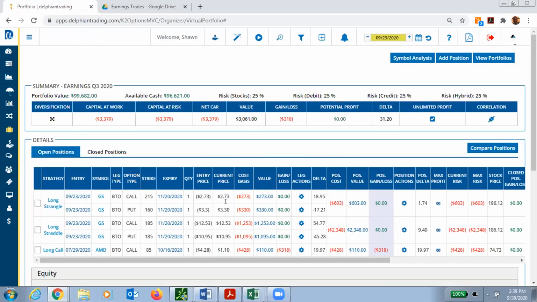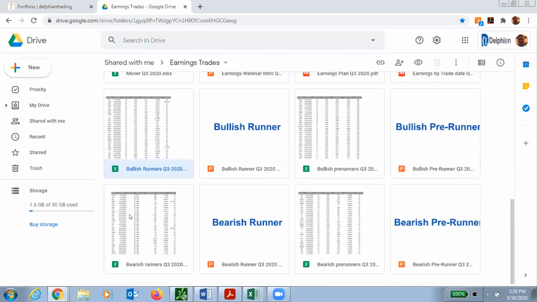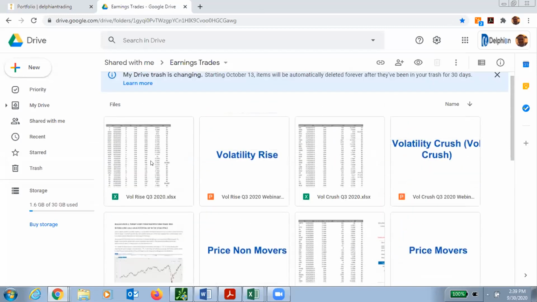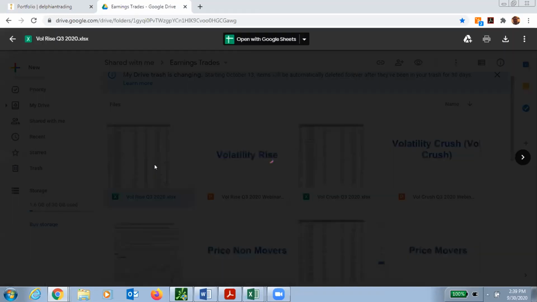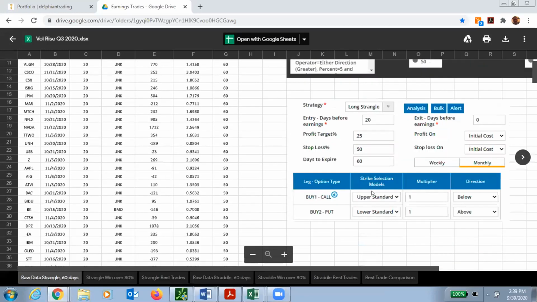I did both. So I actually added the long strangle, and I added the long straddle, and I did both of these based on the information that we have in this Google Share Drive. So if we go into the Vol Rise and you click on that Google Share, you can see that we have the trade set up right here for the long strangle. You know, we have the upper lower standard deviation, and then for the straddle, we have the same thing on the other page, but you're going to use at the money options.